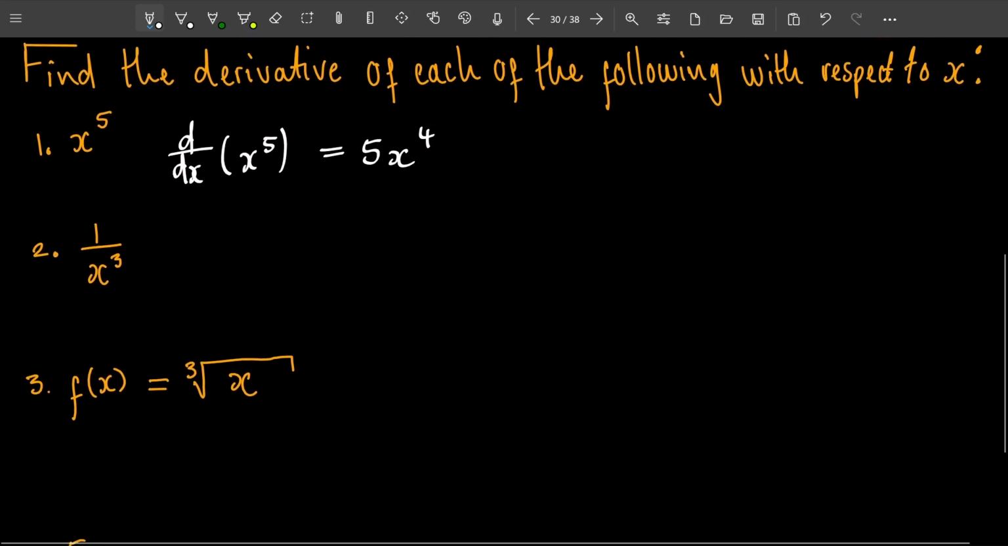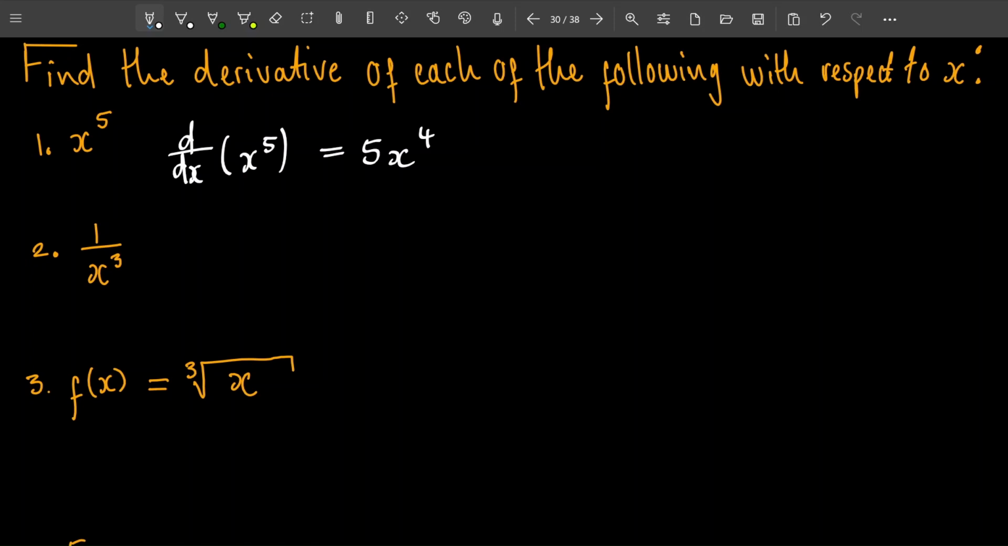Done. Now, the next one, 1 over x cubed. I must find the derivative. Now, to find derivatives, you cannot have your original expression as a fraction if you want to use the power rule. If you want to use the power rule, then you're going to need to have the fraction dissolved, okay?